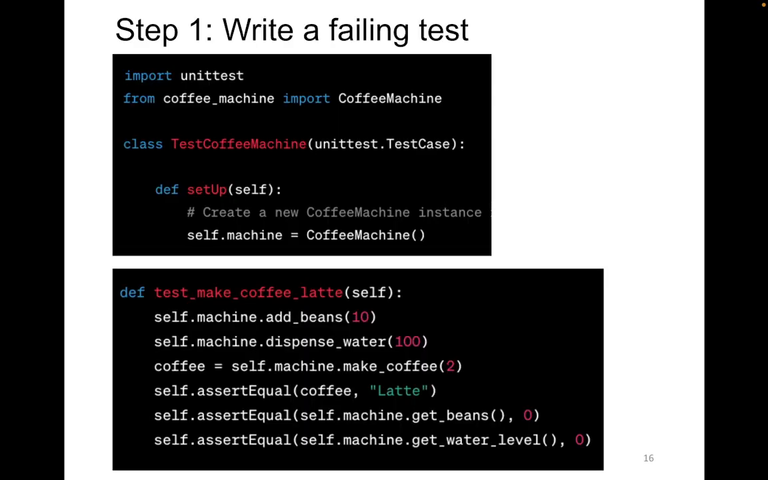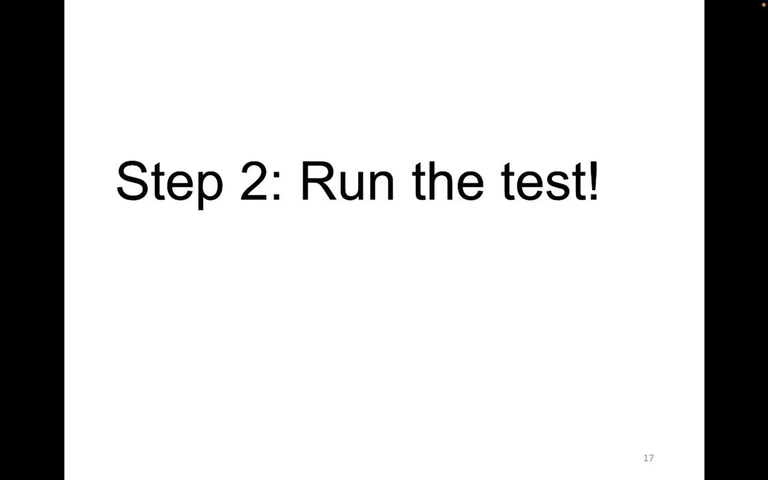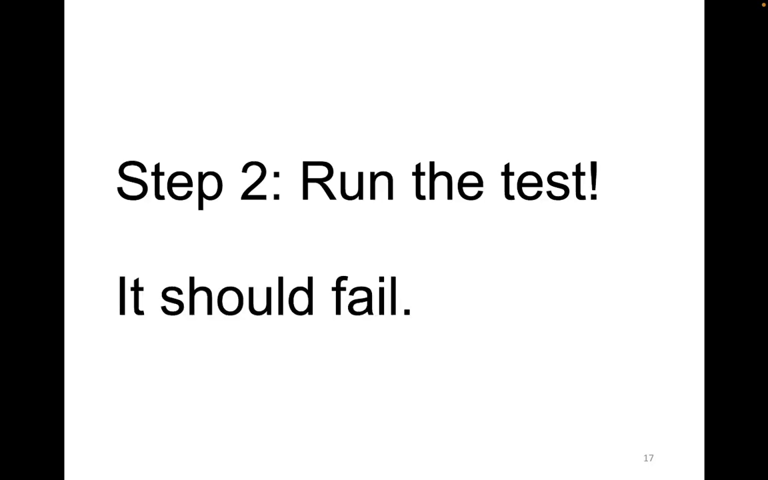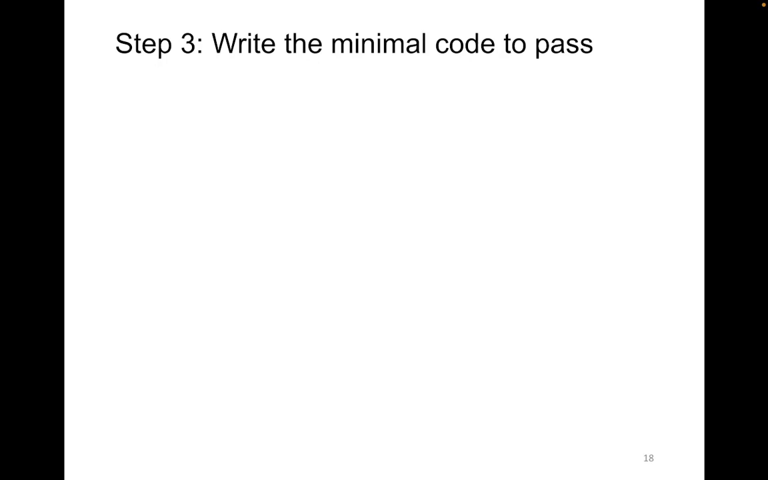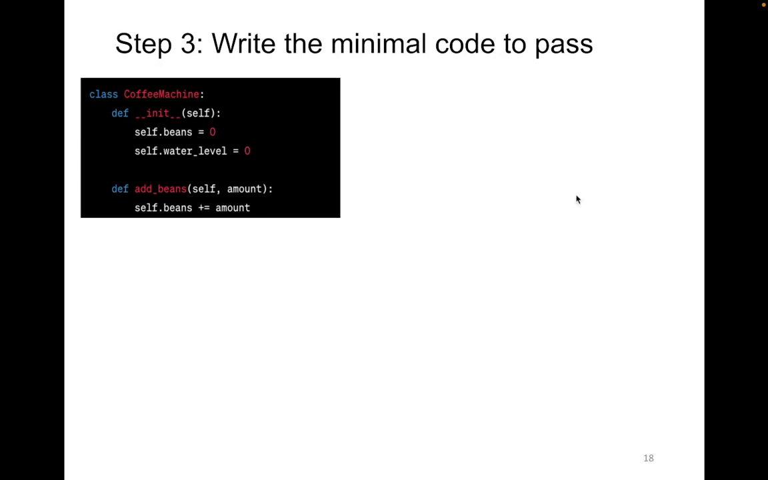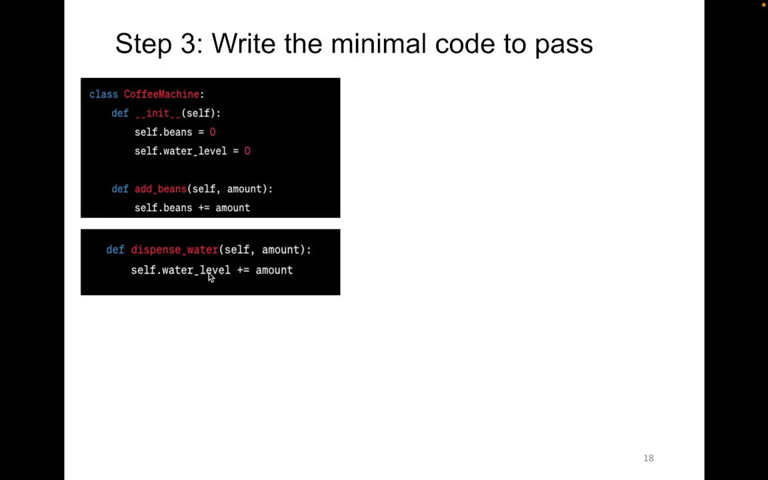So we wrote the test, right? And we can run it. Good. It obviously should fail. Okay. Then we will write the minimal code to pass the test, right? So we already have the initialization of the machine. We'll add the fact that there are also water levels, that we don't only have beans, but we have water. We can add beans. We can add water or dispense water, right? So we can add some amount.